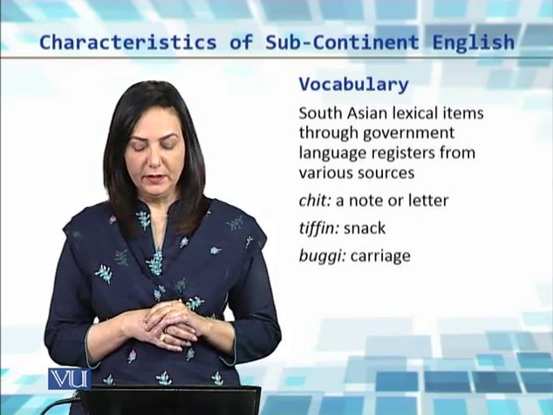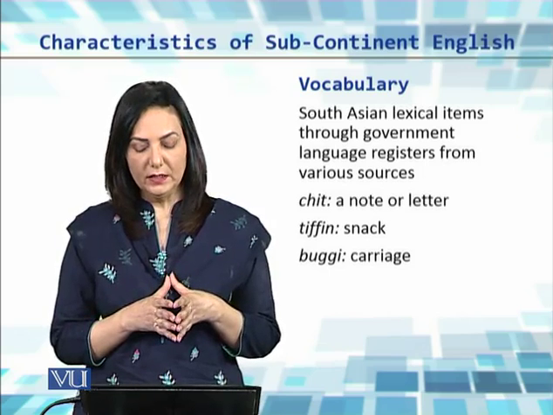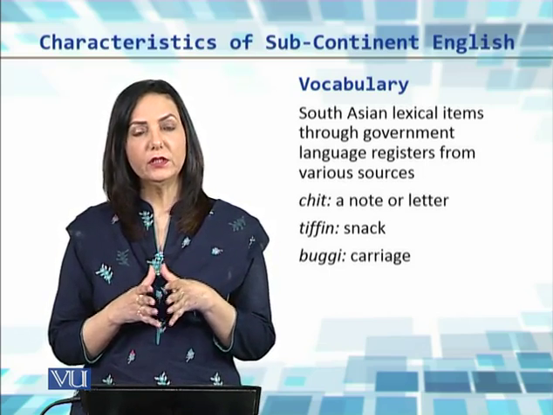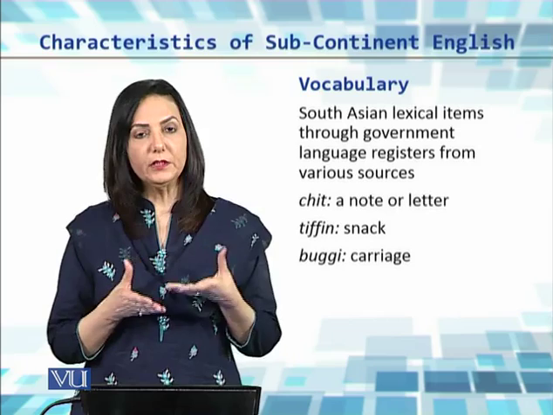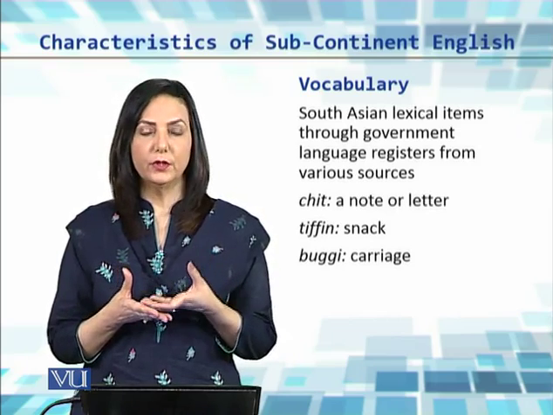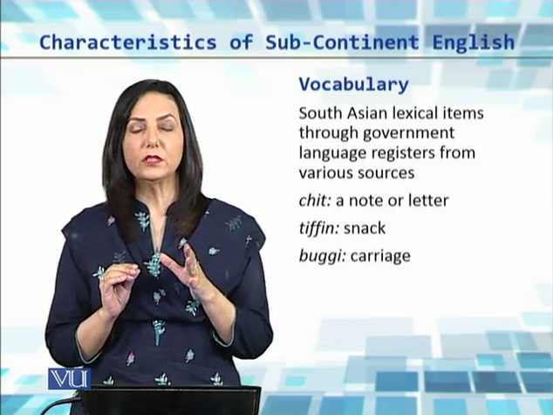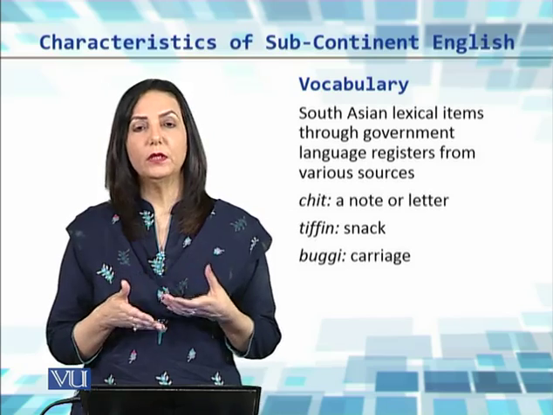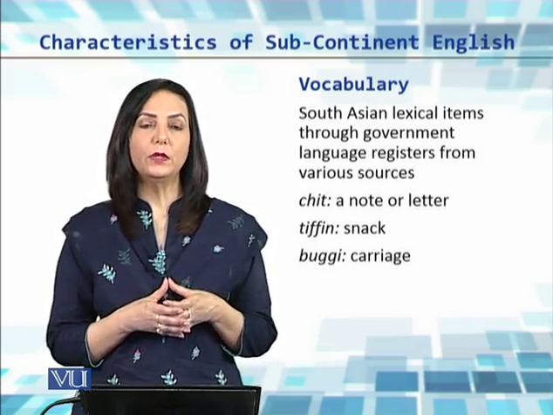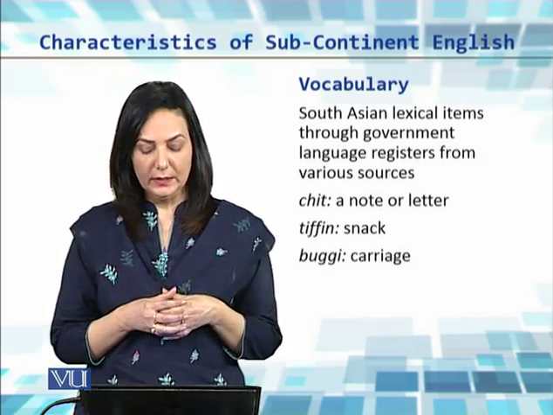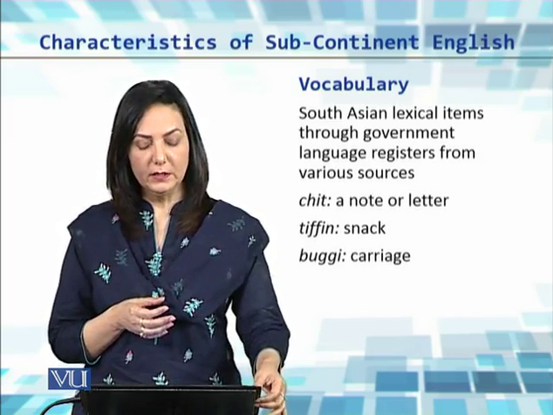In terms of vocabulary, we see a lot of vocabulary which is a result of the use of English in the government domains, which are from government register. For example, chit is a small note or letter. The chit is a vocabulary item which is found only in the subcontinent English. Similarly, tiffin to mean snack, and now we use tiffin actually to mean lunch box. Buggy is a carriage, a horse-driven carriage is buggy in the subcontinent English.